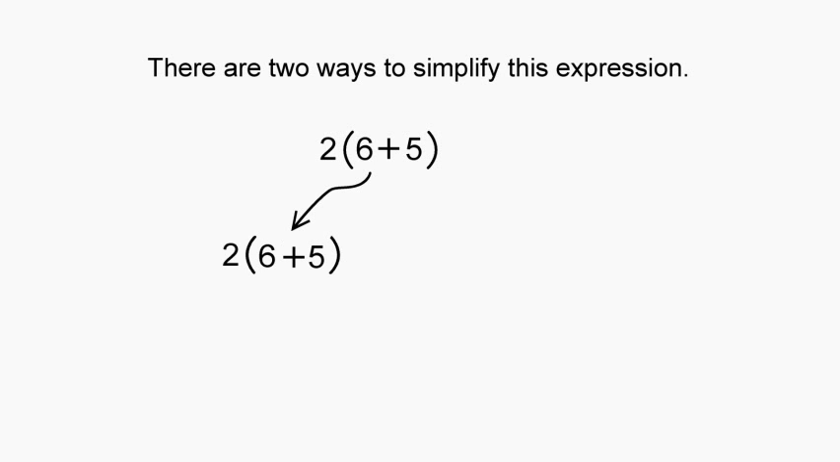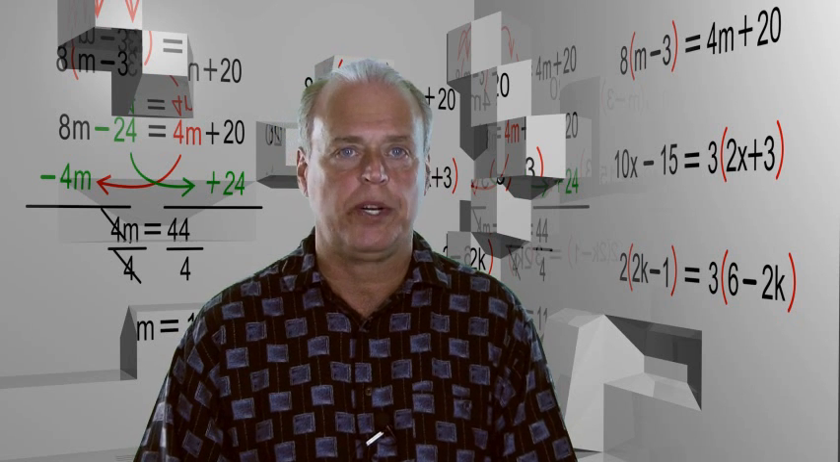Parentheses have priority in arithmetic operations, meaning that if you have a set of parentheses, you must do the arithmetic inside them first. So if I want to simplify this, I have to first add 6 plus 5 to get 11. Then I do the final operation, which is multiplication. 2 times 11 to get 22. So this expression is the same as 22.